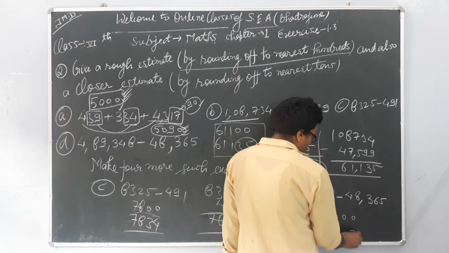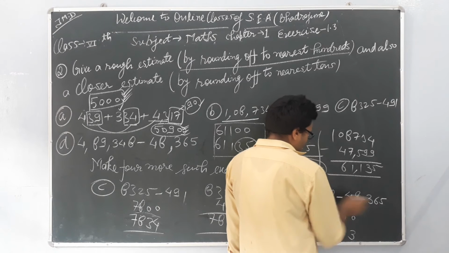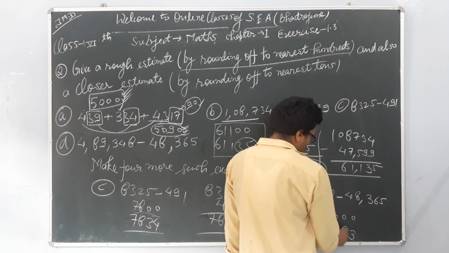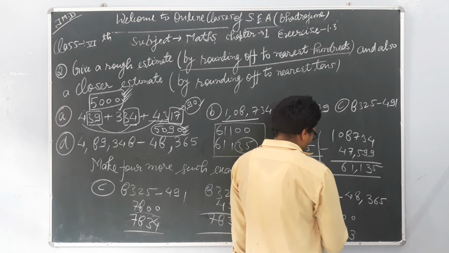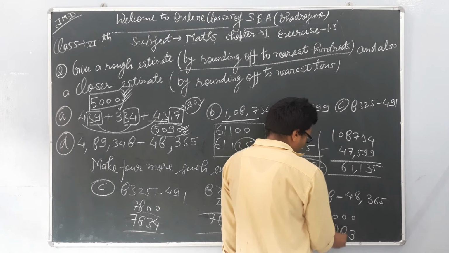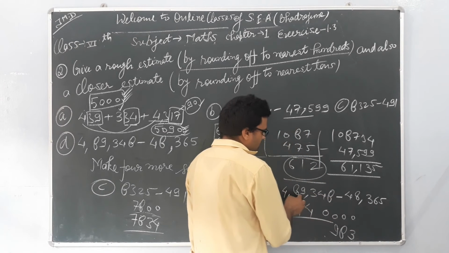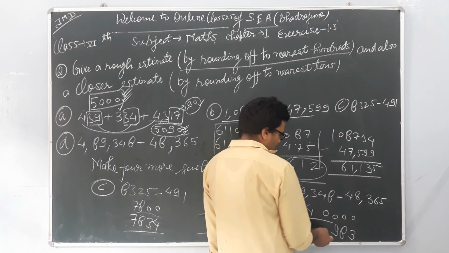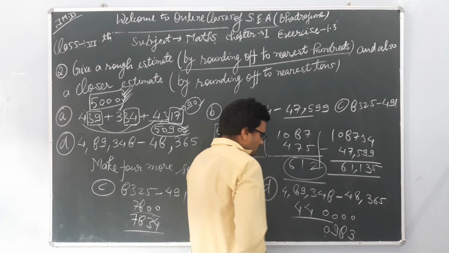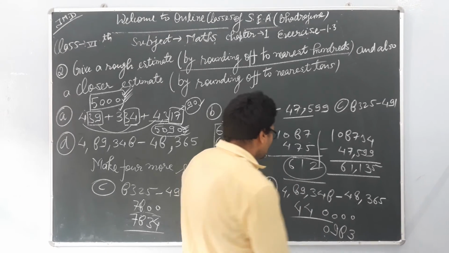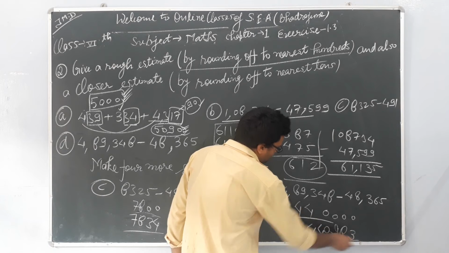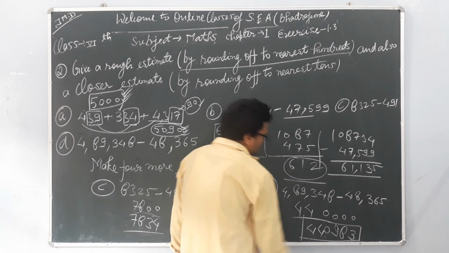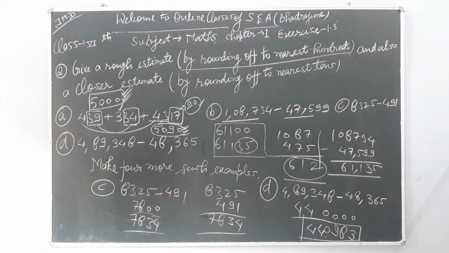Okay, and now after that when we will subtract completely, then what we will get? 8 minus 5 is 3, 14 minus 6 is 8, 12 minus 3 is 9, and 8 minus 8 is 0, and after this what we will get is 44. This is our answer.